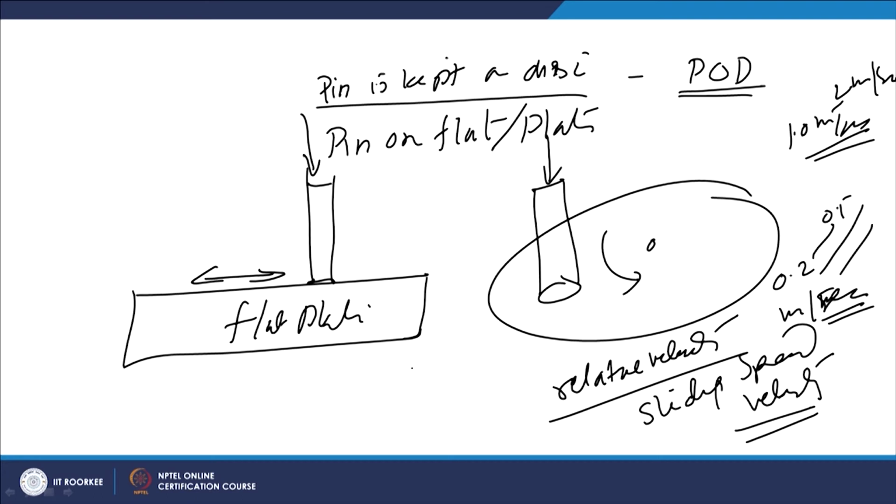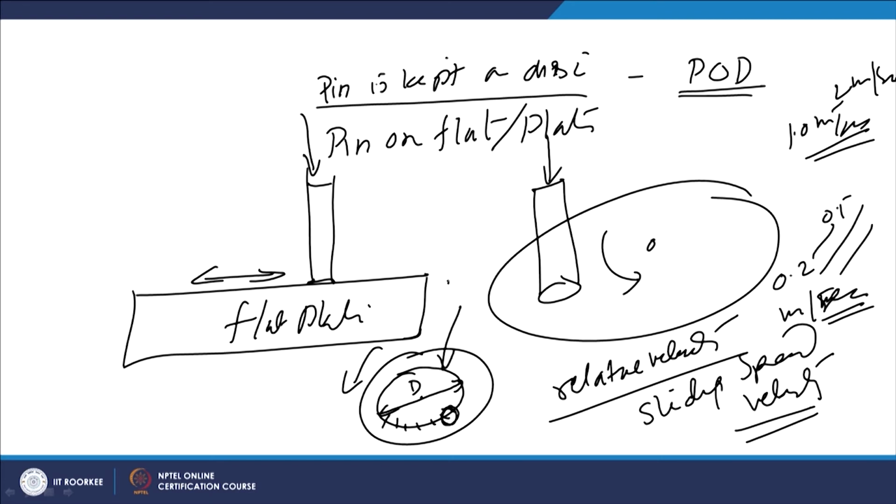Now, there is one more additional aspect, like this is the disc, this is the center. So, this is the location, or you can say the wear track, where a pin has been kept and the disc is made to rotate. So, this is the wear track diameter d, and the rotational speed n determines the sliding speed.